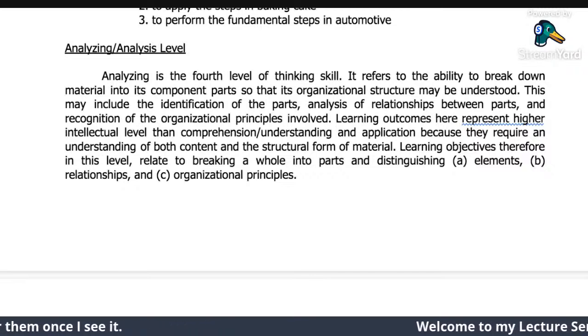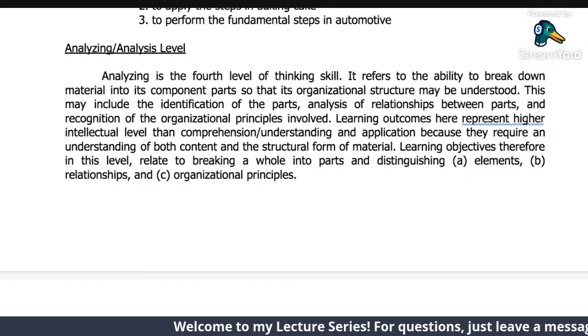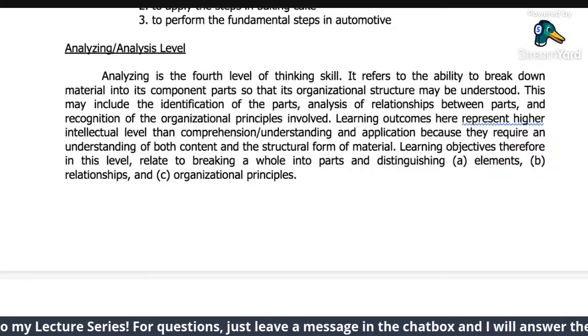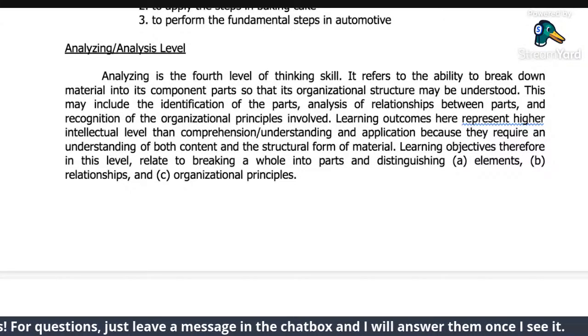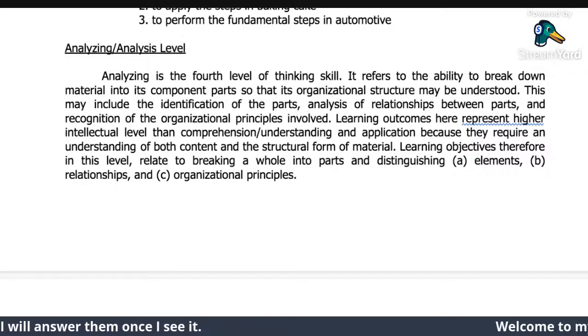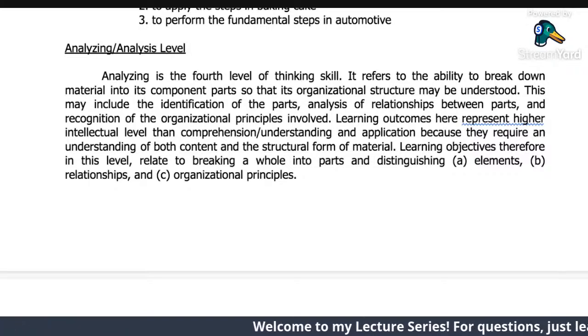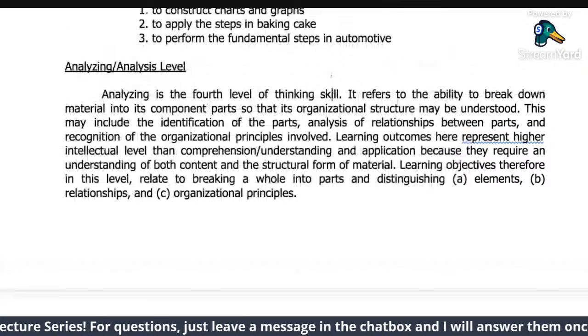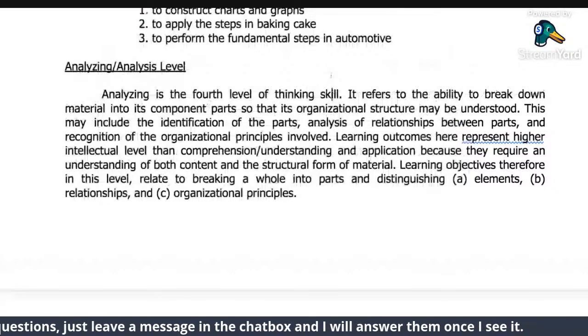So learning outcomes under this level represent a higher intellectual level than comprehension or understanding and application, because they require an understanding of both content and the structural form of the material. So learning objectives in this level relate to breaking a whole into parts and distinguishing elements, relationships, and organizational principles. So this is higher in terms of level as compared to the previous three.